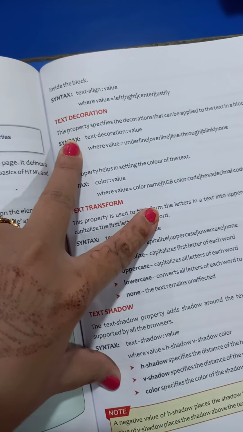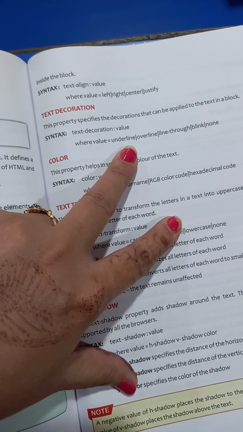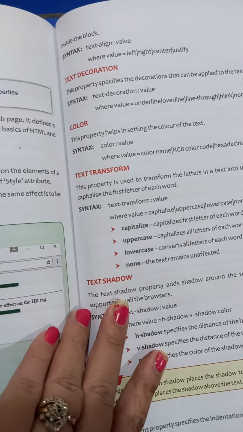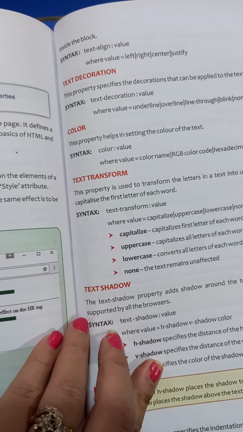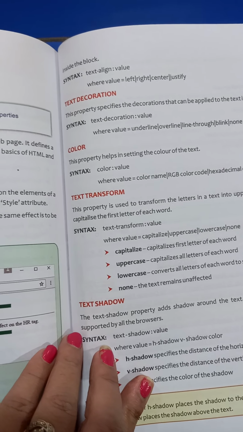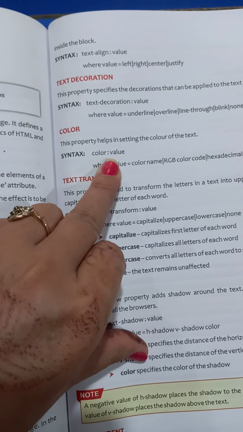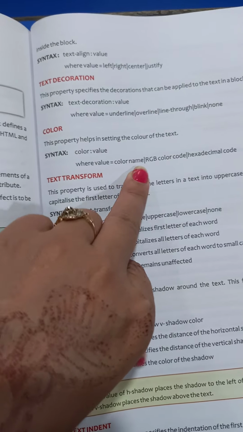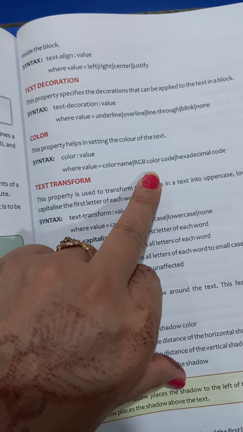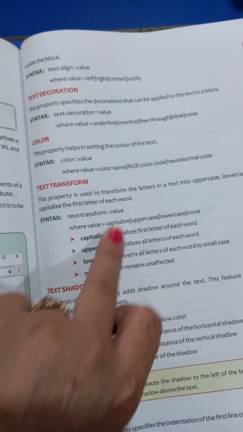Next is text decoration. If you want to decorate your text, it means you want to apply underline, bold, italic, line through, blink, none, everything you can do. Next is color. Color simply means if we want to change the color of our text, with the help of this property we can easily set it. The syntax is color, value, where the value is a color name, any color you can take, or RGB color, meaning red, green, and blue. These are the basic colors, and with their help we can easily form more colors as well.